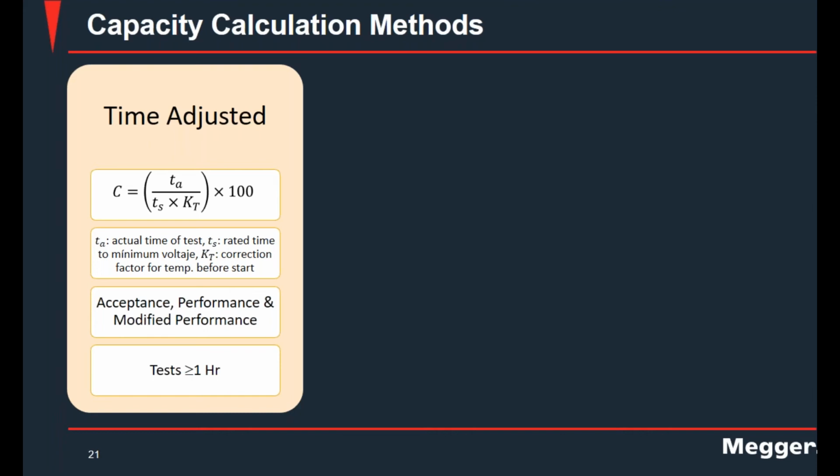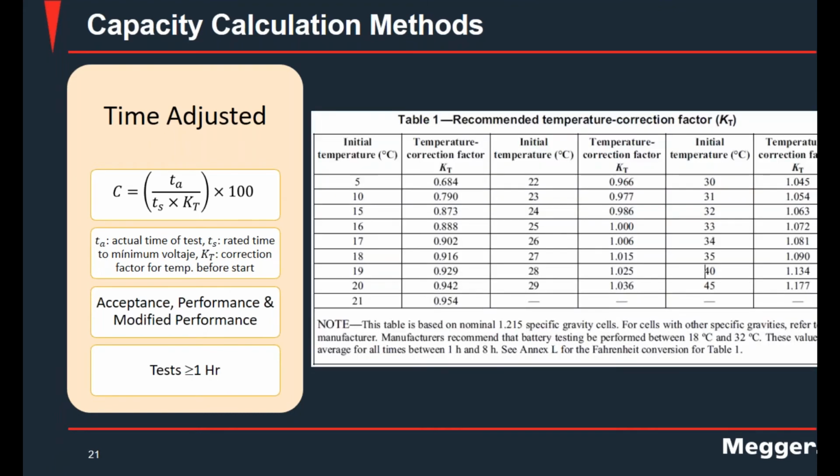Again, the problem is not a problem, but there are a lot of things that you need to consider before running the test and while running the test. So, a simple concept, but it entails a lot of things. The table for correction factor is provided by the IEEE standard, and this is the capacity calculation method recommended for acceptance, performance, and modified tests of 1 hour or longer.